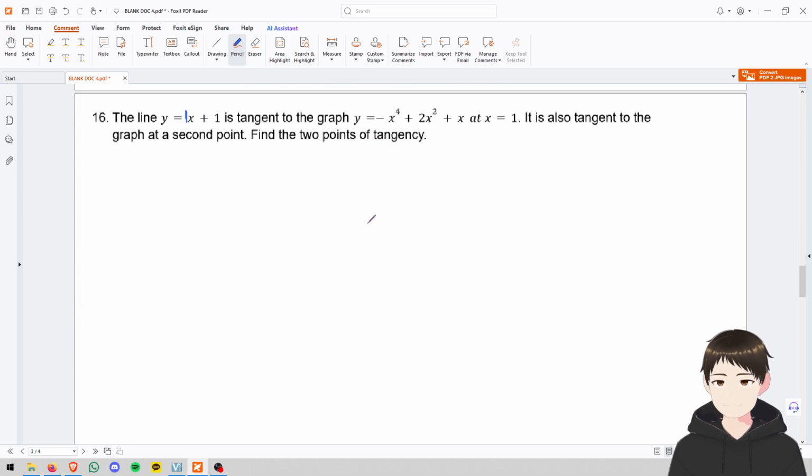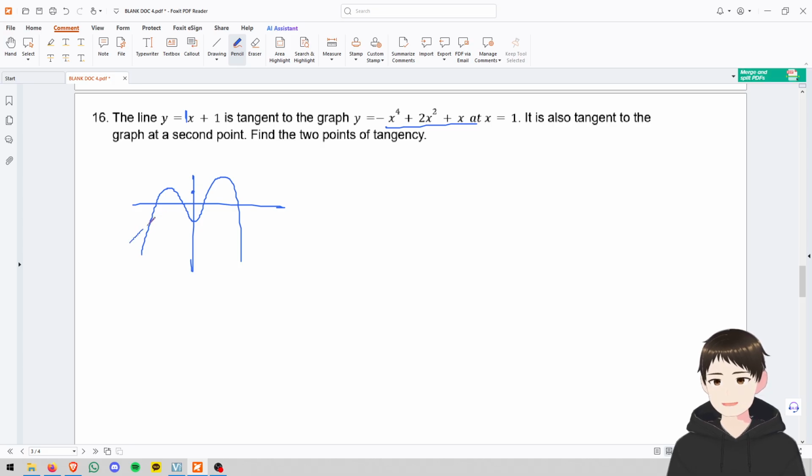Question 16 is a fun one. The line y equals 1x plus 1 is tangent to the graph of this at x equals 1. It is also tangent to the graph at a second point. Find the 2 points of tangency. Okay, so looks like it's a cubic and it's upside down. Maybe something like this. And y equals x plus 1. So a line like this is tangent at 2 locations. So let me fix that. Maybe it's something like this, and x plus 1 is a line and it does that. So it's tangent at 2 different locations. Something along those lines.